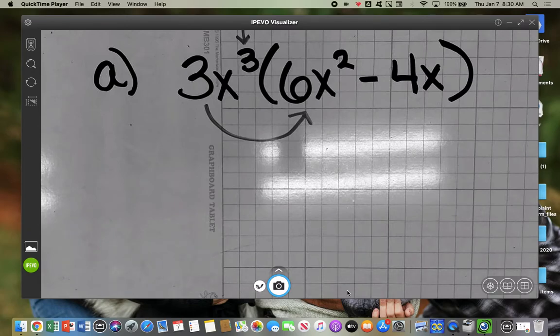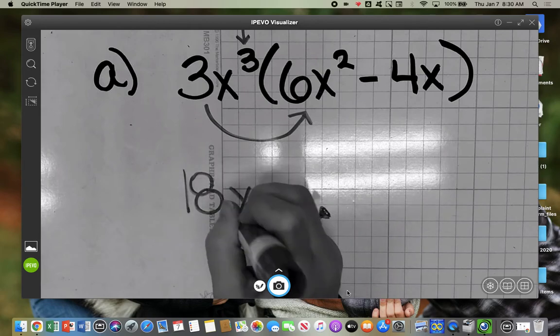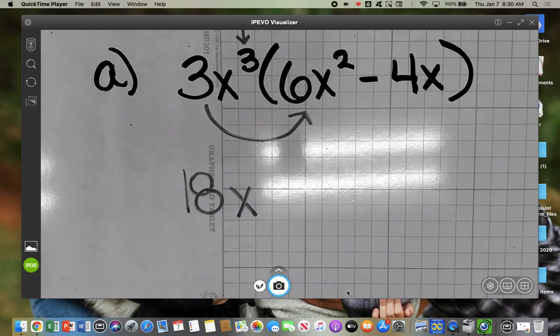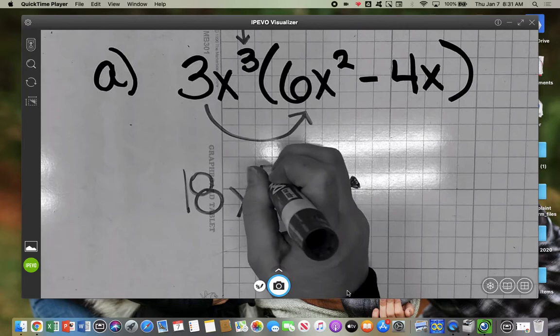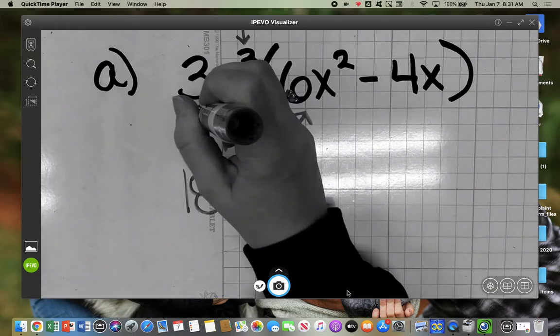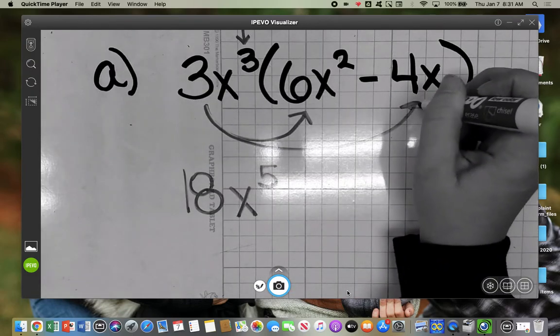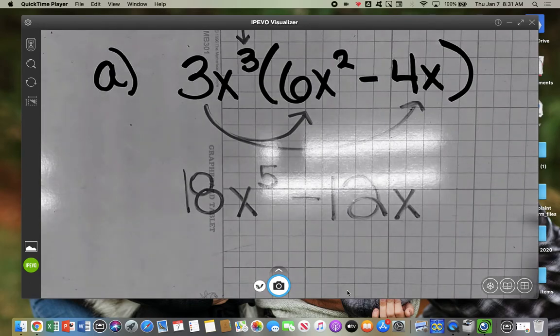So what's 3 times 6? 18. And then we've got x. Now we have to add our powers. So 3 plus 2 gives me 5. 18x to the 5th. Sorry, I thought I heard someone say 6. Now on the next part, it's a positive 3, but what kind of 4 is that? It is a negative. So positive 3 times negative 4 gives me a negative 12, and then what's my power for x?